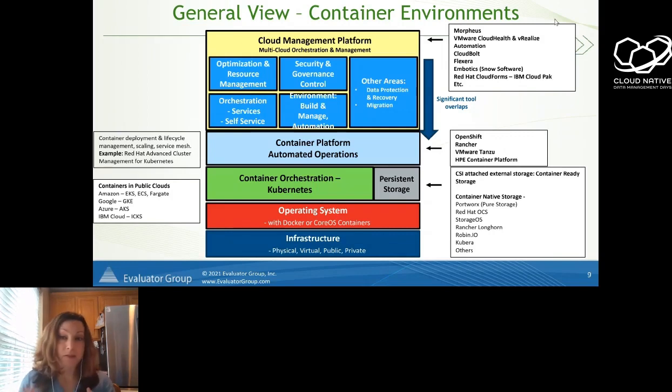So that's one way. And then the second way, and we have a few examples here, including Portworx, Red Hat OCS. These are what we're calling here at Evaluator Group container native storage. And so this storage is actually deployed inside the container itself, and it can be presented to other containers.